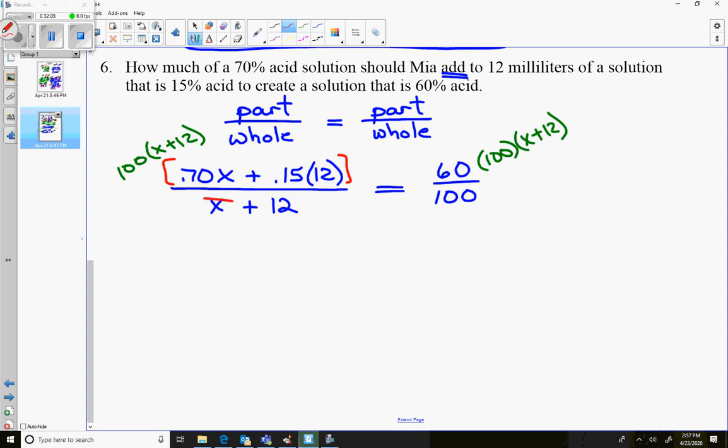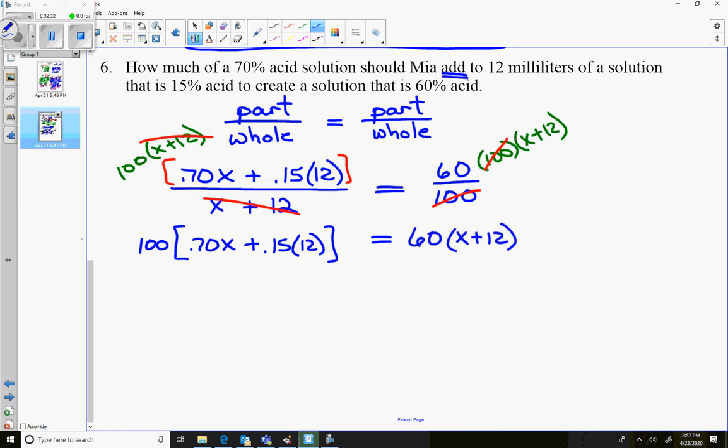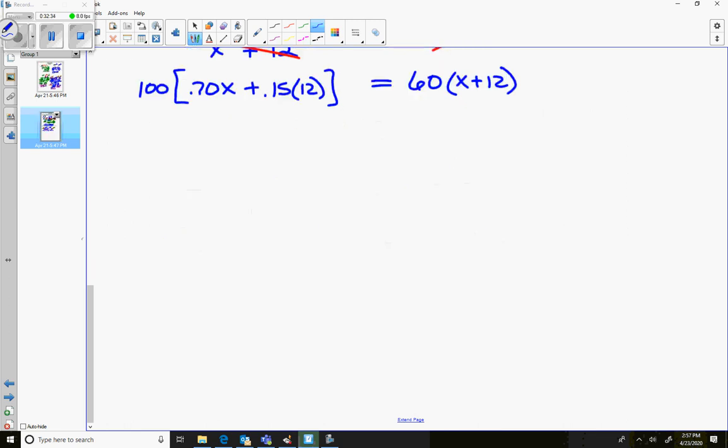So this first one, the x plus 12s cancel. So we're left with 100 times all of that equals, and over here the 100s cancel. So we are left with 60 times the x plus 12. Now just do the arithmetic.